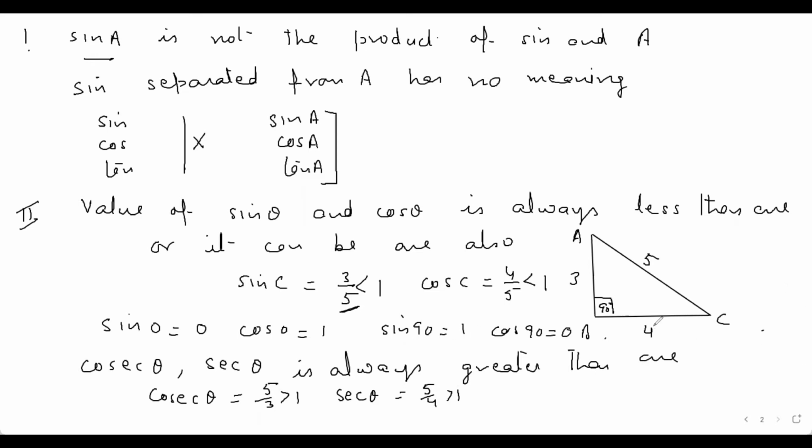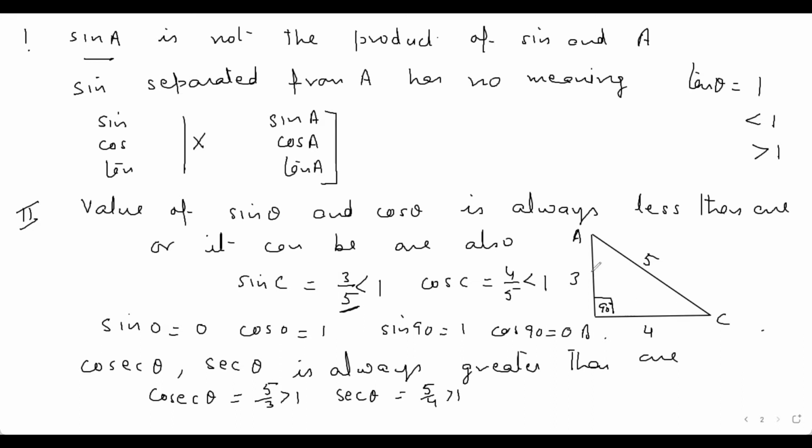And what about tangent theta? The value of tangent theta, now I'll discuss here. It can be equal to 1 also. It can be less than 1. It can be greater than 1. So we can't say the value of tangent theta is always greater than 1. No, that's not possible. It can be 1 because if both the sides are 1, then tangent theta is 1 by 1, 1. So it can be 1.